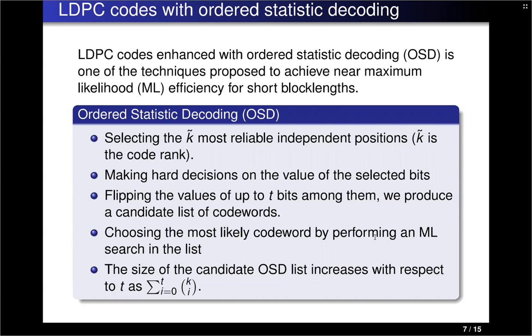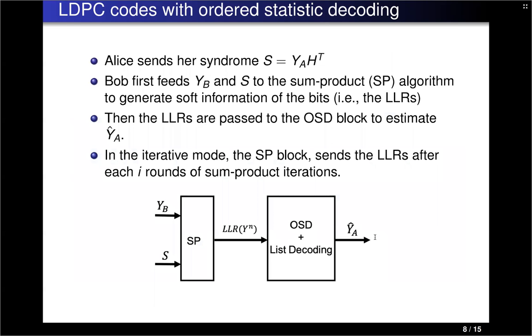I should add that the list size of OSD has a factorial complexity with respect to the order T. And here is the decoder structure. Bob first feeds YB and the helper data S to the sum product algorithm. And after some iterations, the sum product algorithm sends the LLR values to OSD. And the OSD does the ML search and picks an estimate of YA.